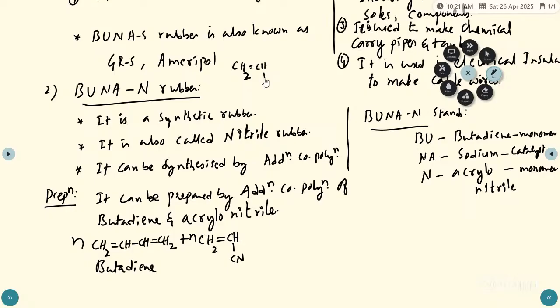Vinyl group. If chloride is attached to this group, it is vinyl chloride, which is used in PVC, polyvinyl chloride. And next, if a benzene ring is attached to the vinyl group, that is known as styrene, which is used in Buna S. And here, CH2 double bond CHCN: the cyanide group is attached to the vinyl group, so it is known as acrylonitrile.